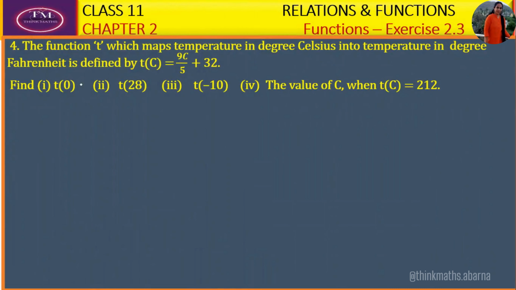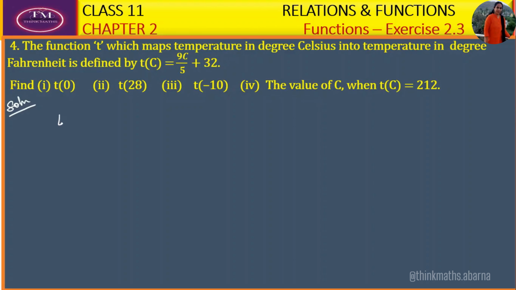Fourth question. The function T, which maps temperature in degree Celsius into temperature in degree Fahrenheit, is defined by T of C is equal to 9C by 5 plus 32. We have to find T of 0, T of 28, T of minus 10, and the fourth question, the value of C when T of C is equal to 212. This is also very simple, like the third problem. So shall we do it?